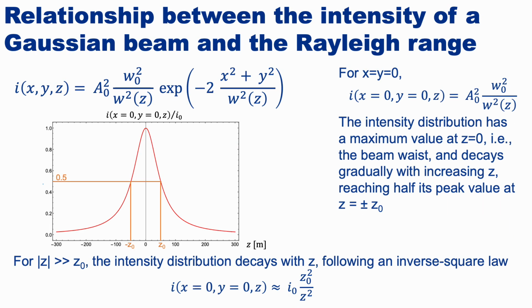So talking a little more about how we define the Rayleigh range. Originally, we defined the Rayleigh range as the distance at which the beam width increases by a square root of 2 relative to the beam waist. Now we're going to see that the Rayleigh range is the axial distance at which the maximum of the intensity decays to half of its value. And when we are really far away from the Rayleigh range, the intensity follows an inverse square law. That means it's inversely proportional to the square of the z distance.